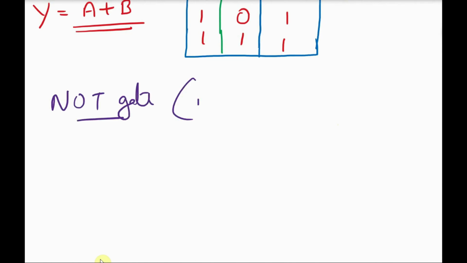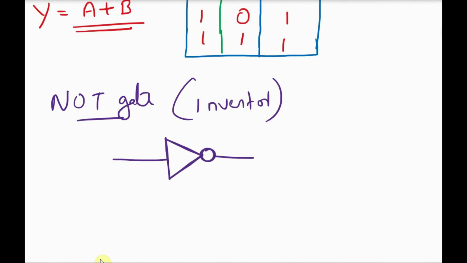Now we will see the final basic gate, that is the NOT gate. NOT gate is also known as inverter. The logic symbol for NOT gate is this one. You will have an output and one input, and this is the difference between NOT gate and the other two basic gates. In NOT gate, we have only one input. 2 inputs are not allowed in NOT gate.